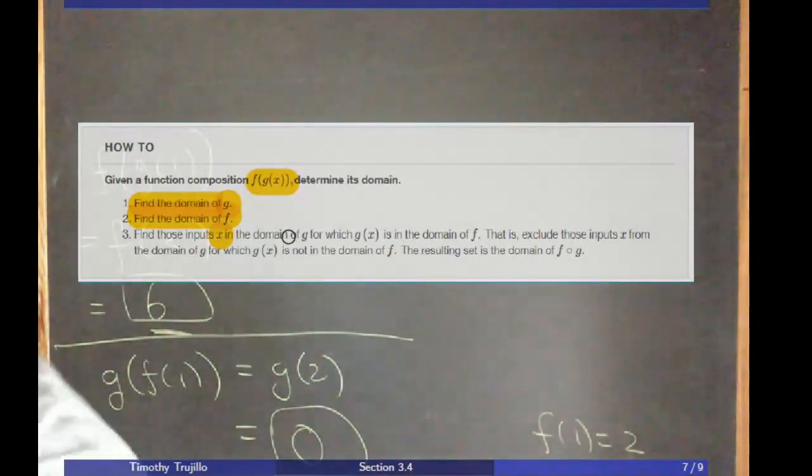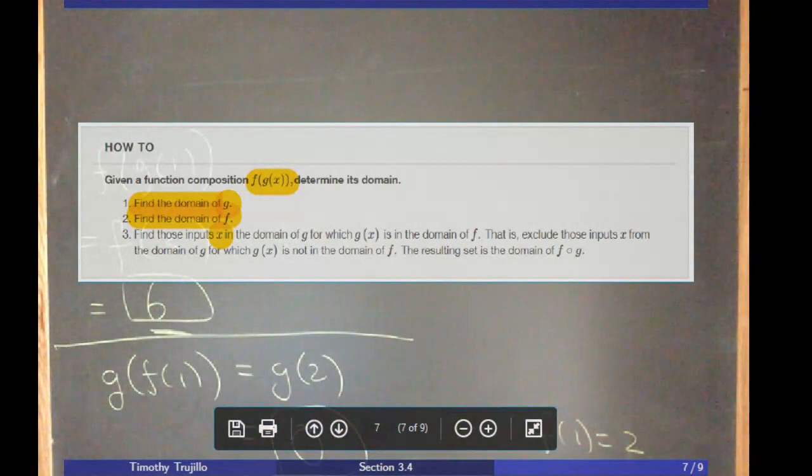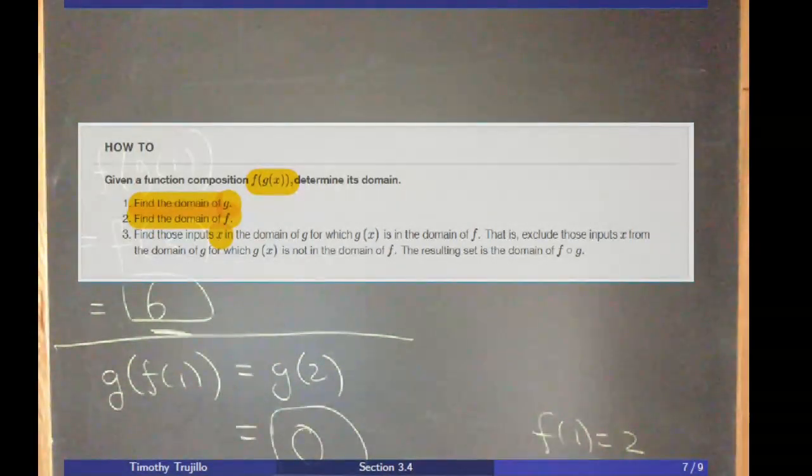Such that the domain of g, give me one moment, guys. Okay, sorry about that, guys.